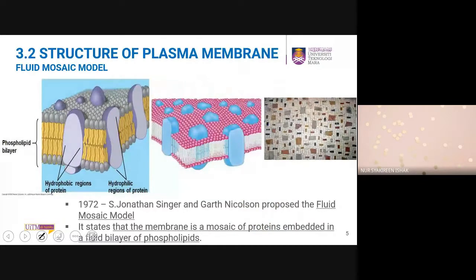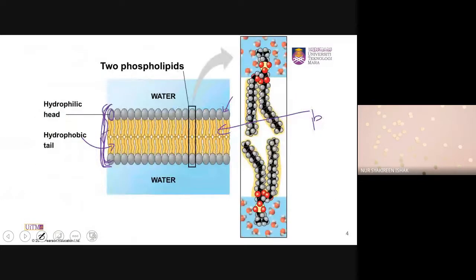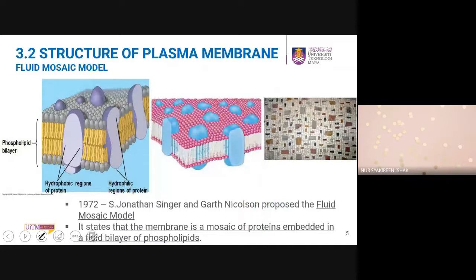All right, so 3.2, structure of the plasma membrane. The structure of the plasma membrane follows a model that we call the fluid mosaic model. This model was proposed by two scientists, Singer and Nicholson, in 1972. You don't have to remember the year, but you have to remember the scientists, Singer and Nicholson.